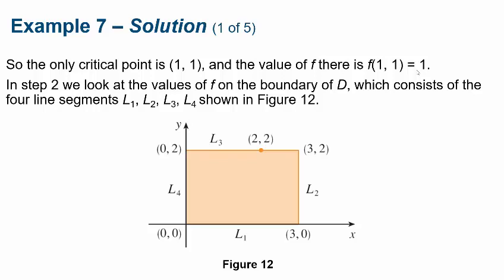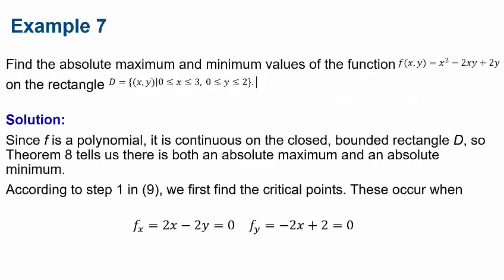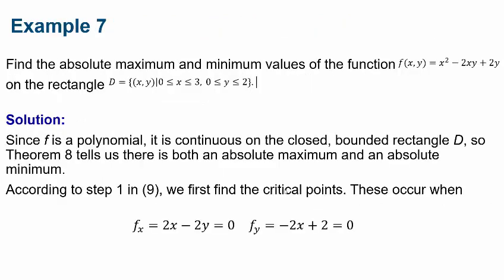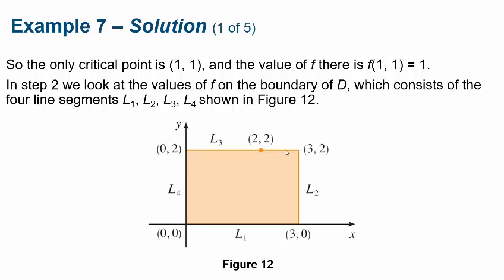All right, so in step 2, we look at the values of f. Looking back at step 2 here, find the extreme values of f on the boundaries of D. So I've got to look at the extreme values on these boundaries. In step 2, we look at the values of f on the boundaries of D, which consist of 4 line segments. We have this line segment here, this line segment here, this line segment here, and this line segment here.